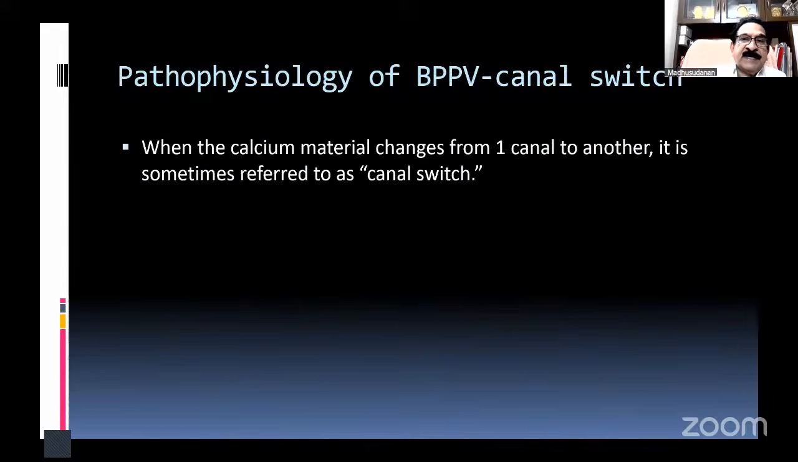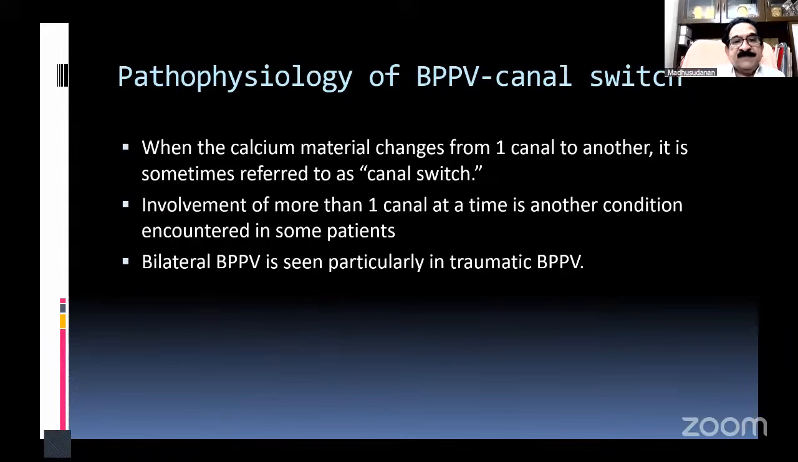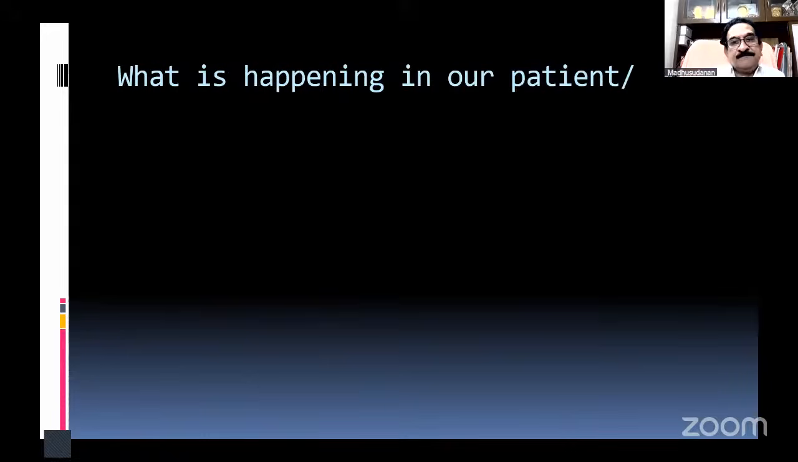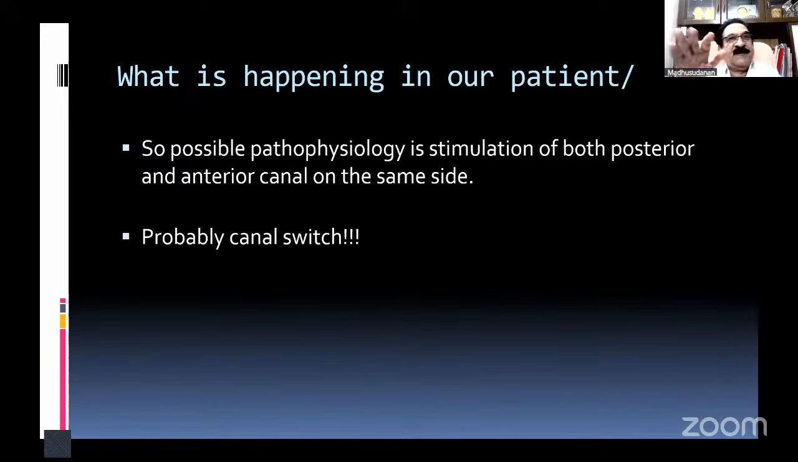So this is something called canal switch. When the calcium material changes from one canal to another, it is sometimes referred to as a canal switch. And involvement of more than one canal is another condition seen in some patients. This is more common in traumatic cases. So what is happening in our patient? The positional pathophysiological stimulation of both posterior and anterior canals on one side, probably a canal switch. See, this is my own explanation, which is a logical explanation which I thought about, because it's not clearly written in any textbook. This can be an aortic nystagmus.